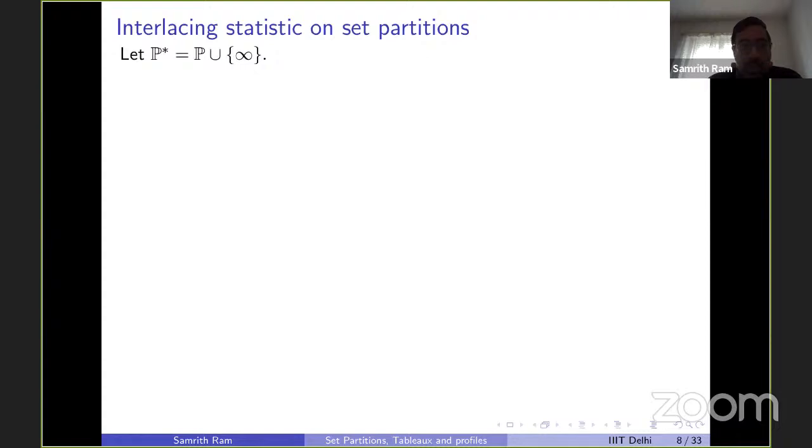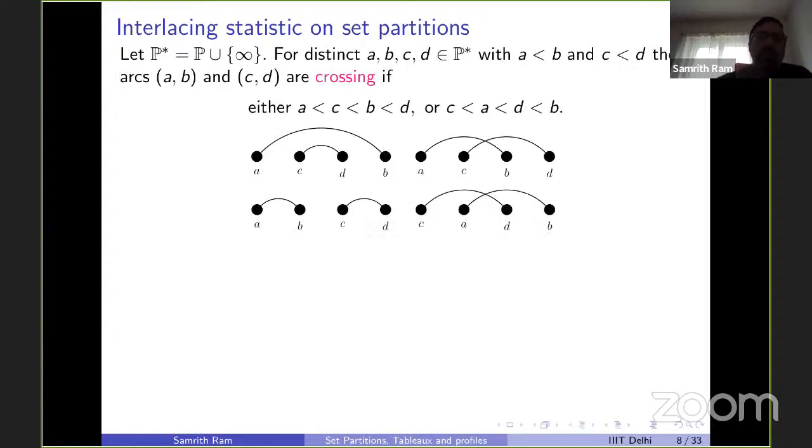To explain what the statistic is, let P star denote the positive integers with one symbol infinity adjoined, where we will deem infinity to be greater than all other elements of P. Given any 4 distinct elements in P star, we'll say that the arcs AB and CD are crossing if A is less than C is less than B is less than D, or C is less than A is less than D is less than B. The non-crossing versions are on the left side, and the crossing versions are depicted on the right side here.